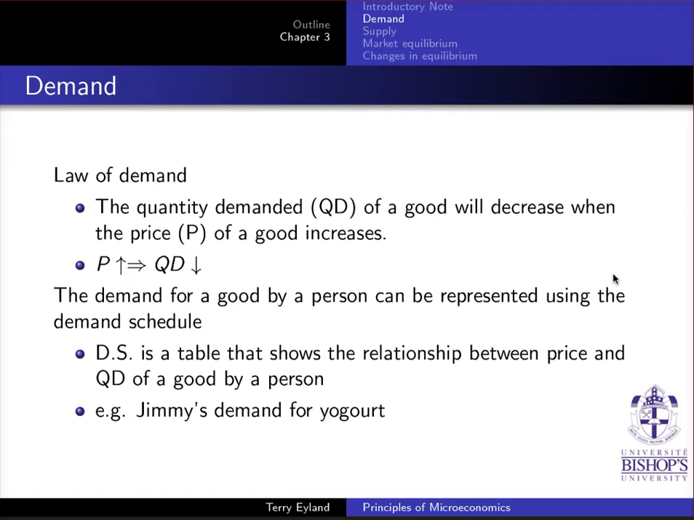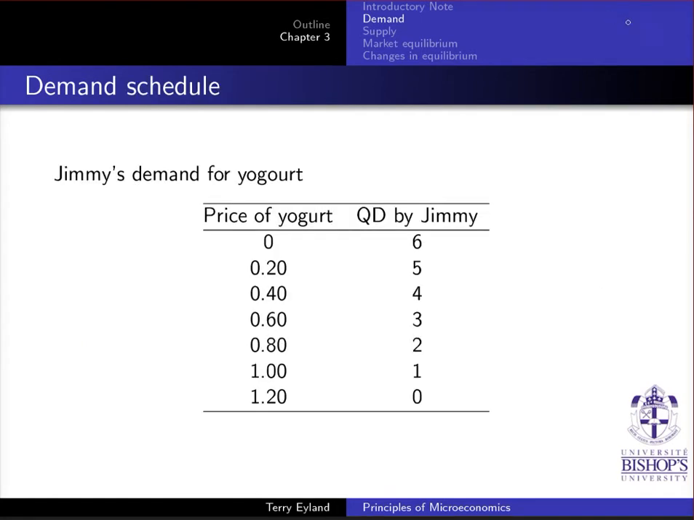Okay. And this law of demand may be represented in two different ways. One of the ways is using the demand schedule, which shows the relationship between price and quantity demanded for a certain individual. Here's an example. You can notice we have two columns, one of them is the price, and for a given price we have a given quantity demanded of yogurt by this individual.